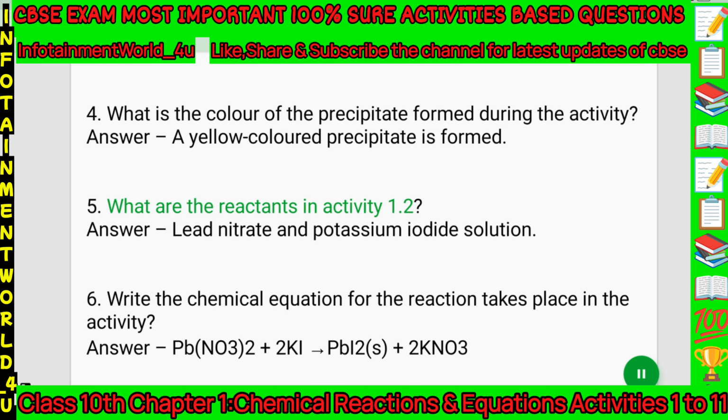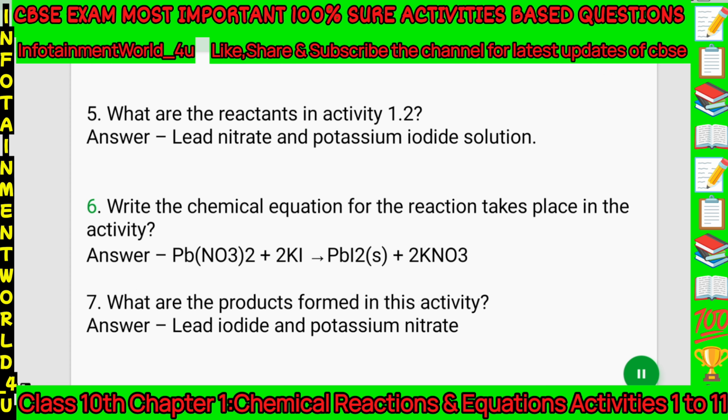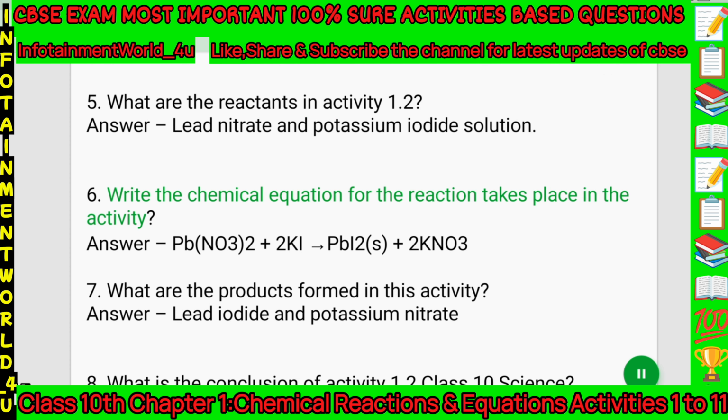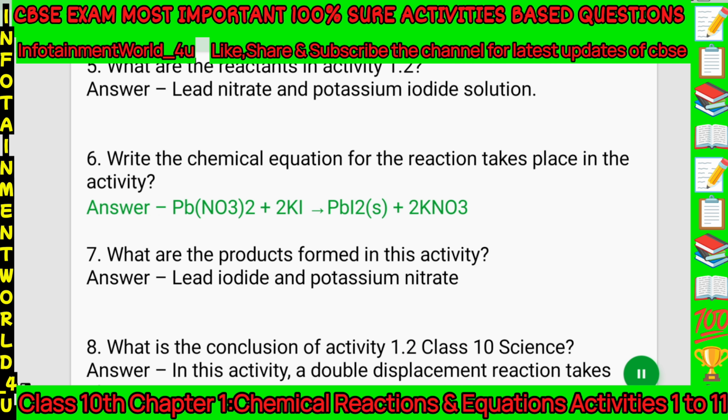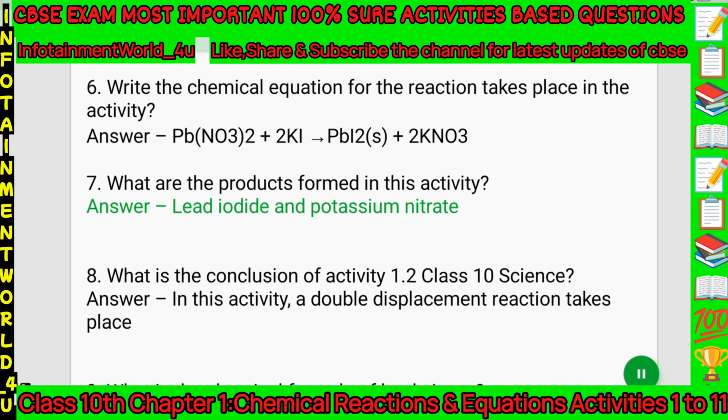5. What are the reactants in activity 1.2? Answer: lead nitrate and potassium iodide solution. 6. Write the chemical equation for the reaction that takes place in the activity. Answer: Pb(NO3)2 plus 2KI gives PbI2 (s) plus 2KNO3. 7. What are the products formed in this activity? Answer: lead iodide and potassium nitrate.